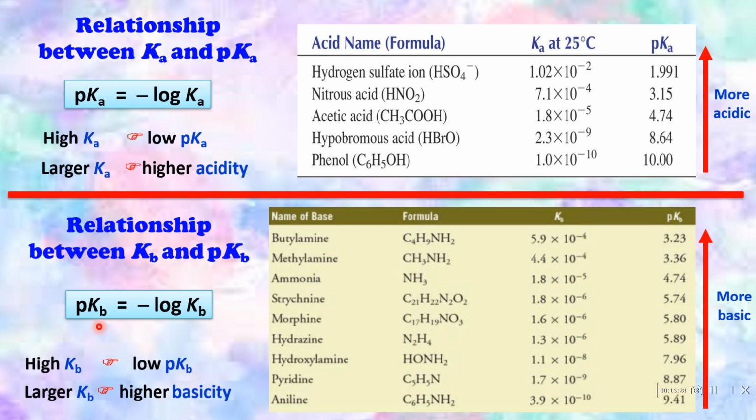Next, the relationship between Kb and pKb. pKb is equal to negative log Kb. If the Kb value is high, then the value of pKb is low. For example, methylamine has the biggest value of Kb, so it will have the lowest pKb. So a larger Kb means the weak base is a stronger base.